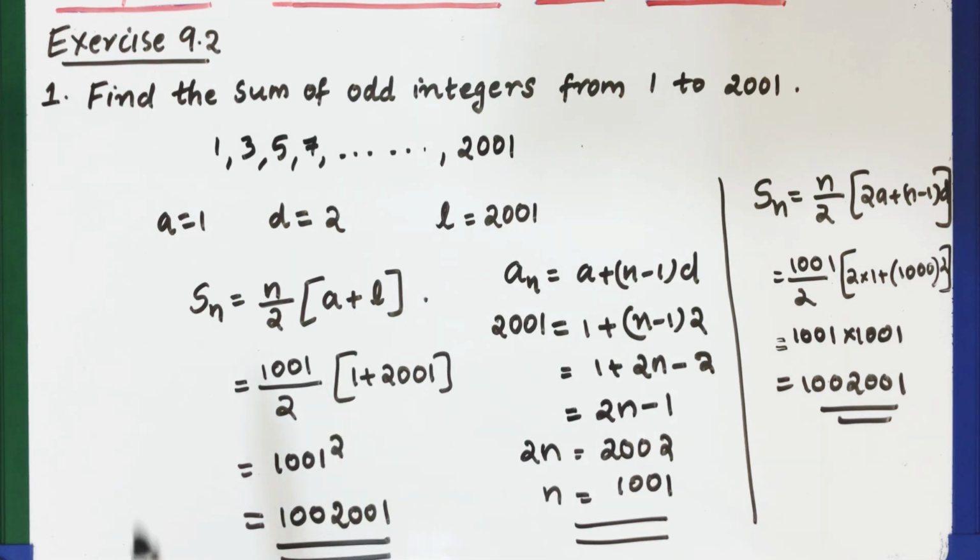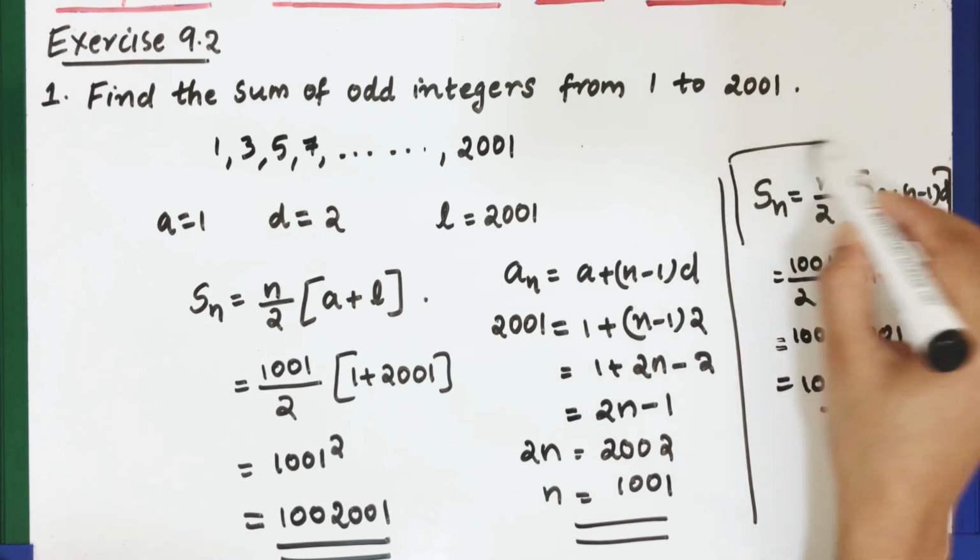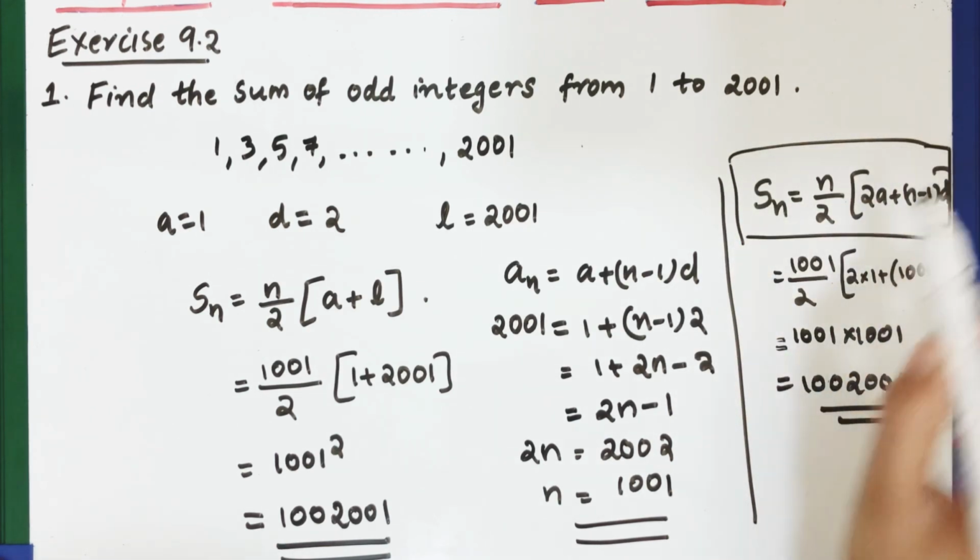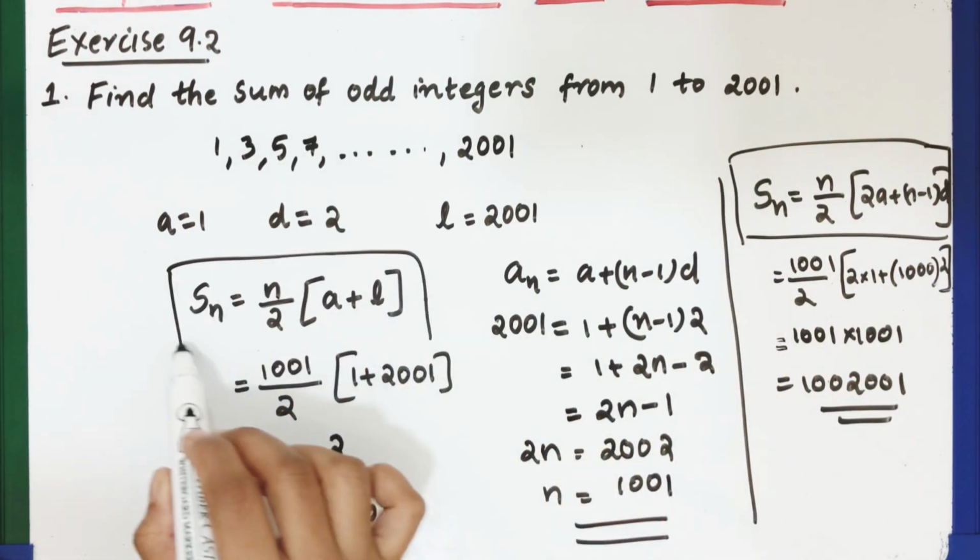So the formula for the sum to n terms is very important. You have to remember this equation or this one.